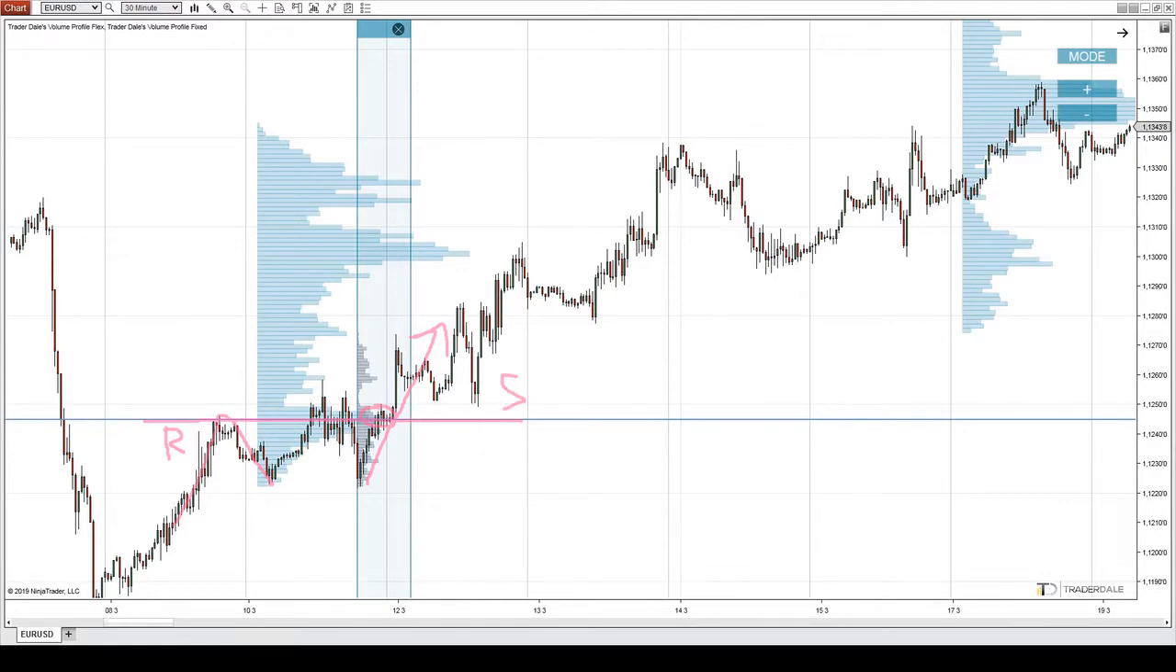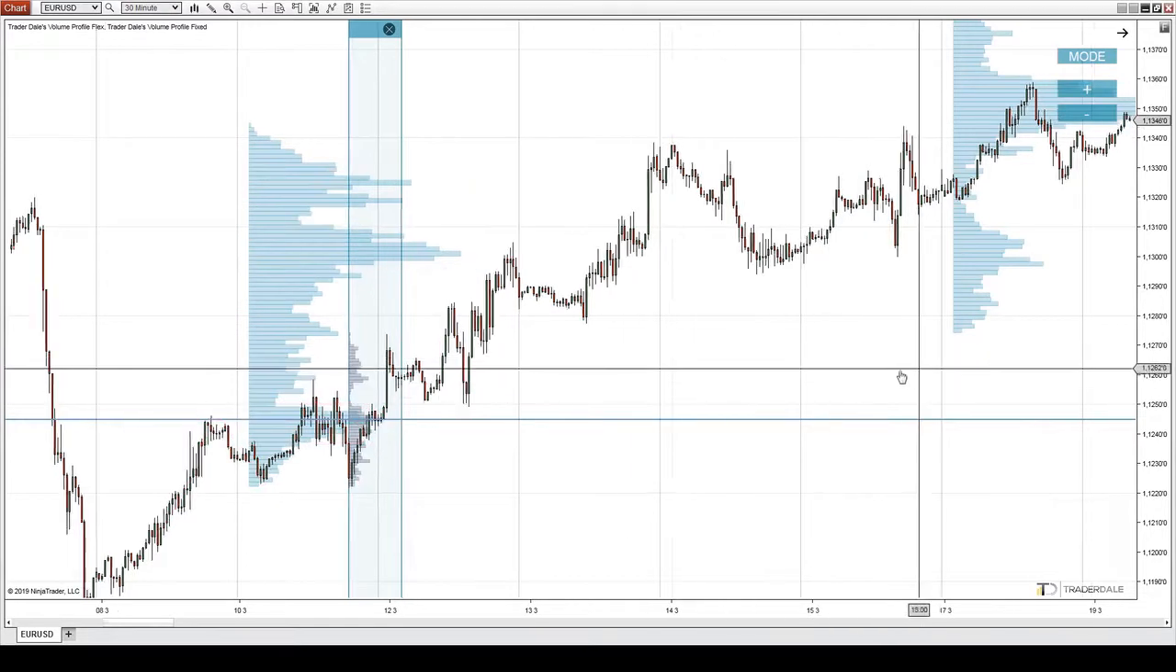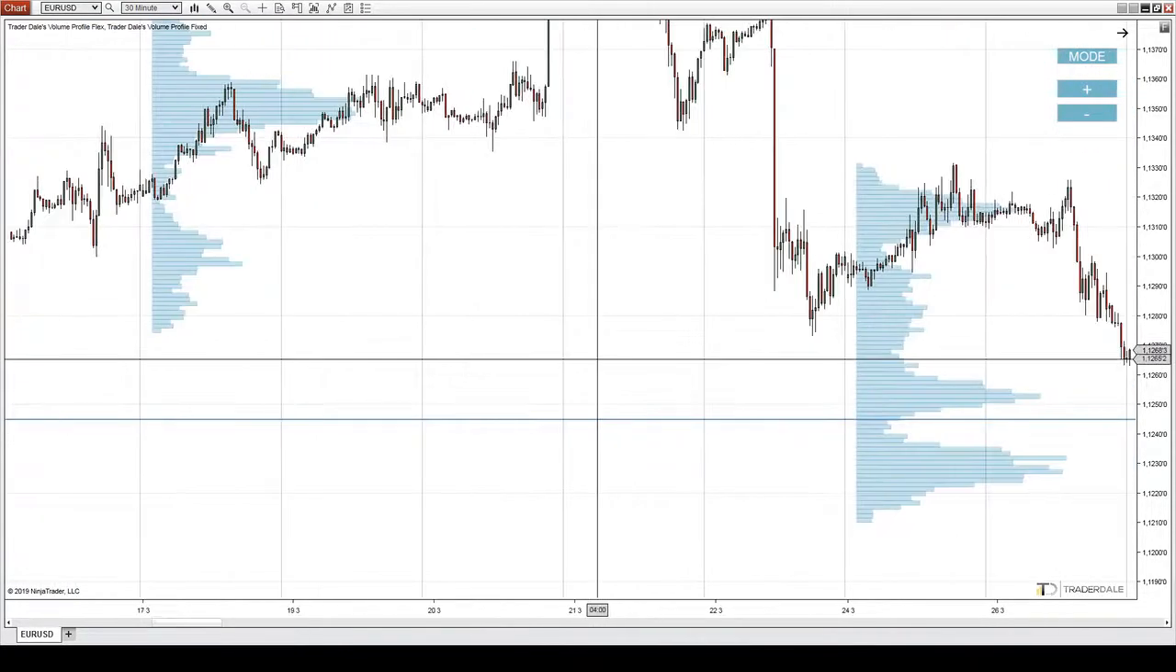Also, the level is very nicely visible on the weekly profile. It is a very important zone if you look at the weekly profile, alright? You can tell that this is one of the most important zones on this profile. Another one would be this one, and another one would be this one. So let's have a look how this level worked.